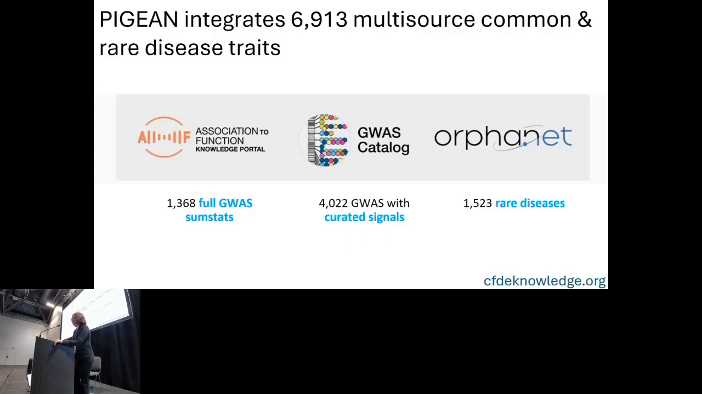PIGEON integrates nearly 7,000 multi-source common and rare disease traits. These are drawn from the Association to Function Knowledge portal and GWAS catalog, which study common disease, as well as from Orphanet, which studies rare disease.